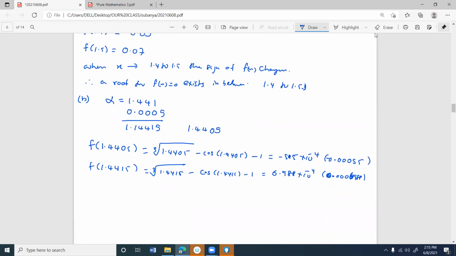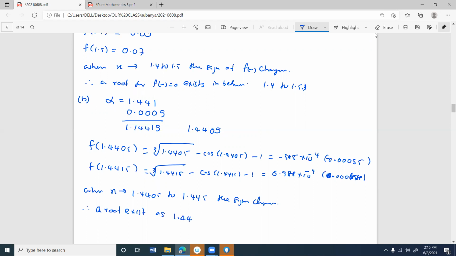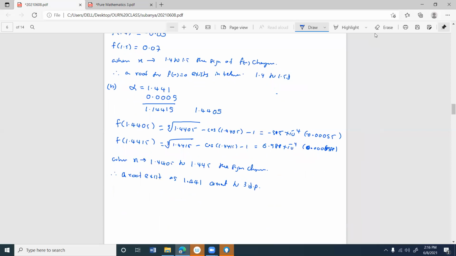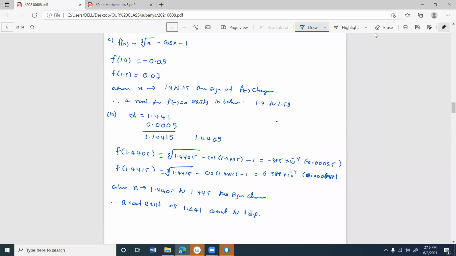Obviously we can say when x goes from 1.4405 to 1.4415, the sign changes. Therefore, the root exists as 1.441, correct to 3 decimal places. That's a way of writing the answer for this question. If I make it a little bit smaller, you can see the entire answer at once. So that's a way of doing this.